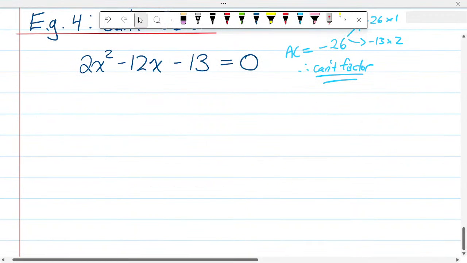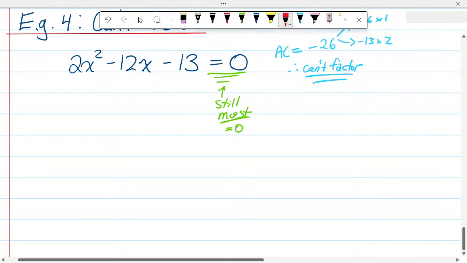Listen, if you can't factor, it still has to be equal to 0. This is important. It still must be equal to 0. The quadratic equation assumes that the quadratic is equal to 0. If we do that, what do we call each of these numbers?